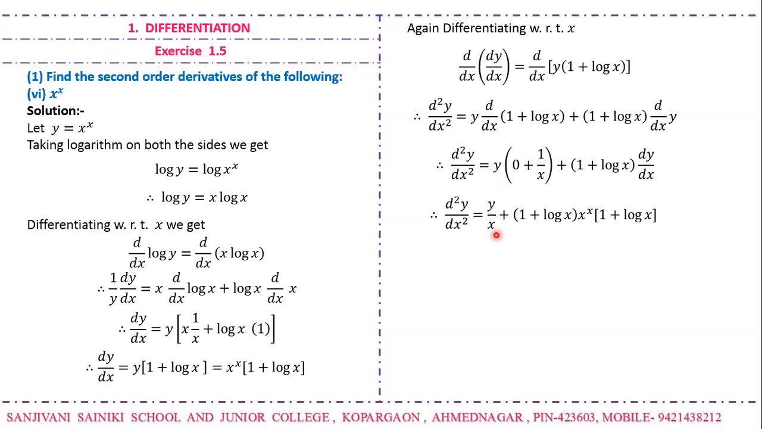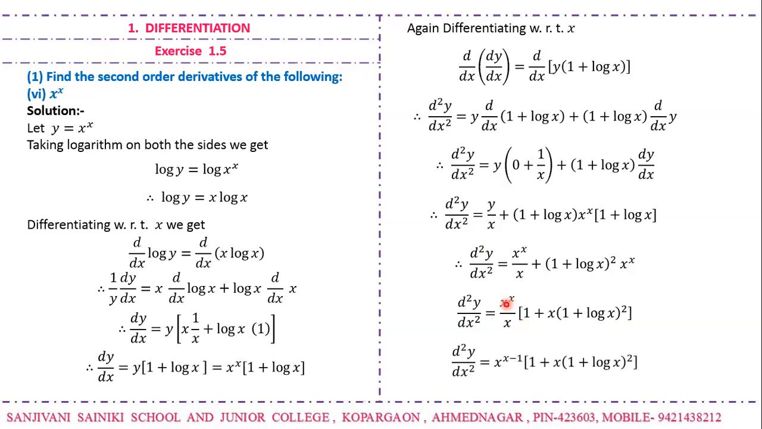So y by x plus something. This y is nothing but x raised to x. So put the value of x raised to x. I take this x to the numerator, x raised to minus 1. So x raised to x into x raised to minus 1 becomes x raised to x minus 1. And the remaining term as it is: 1 plus x times (1 plus log of x) whole square.